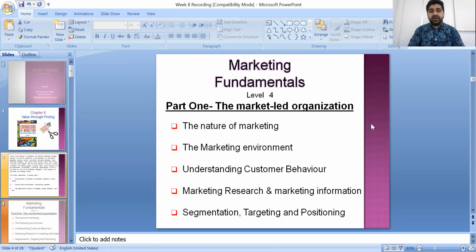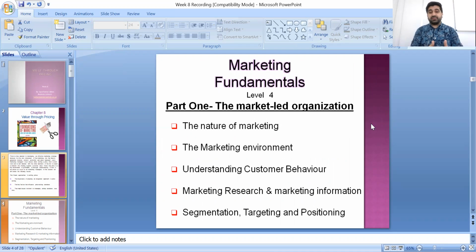In last weeks, we discussed the nature of marketing. We discussed the marketing environment, what kind of environment basically affects us. We discussed the internal and external factors. We talked about the PESTEL analysis, and we talked about customers' behavior, how customers' behavior basically affects.